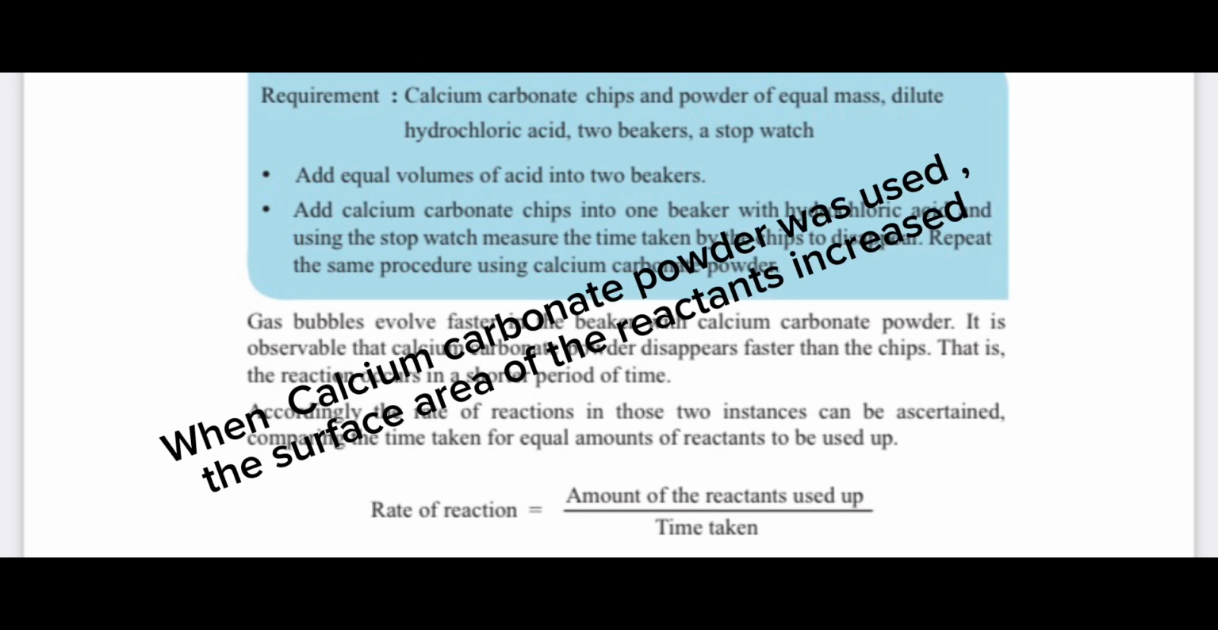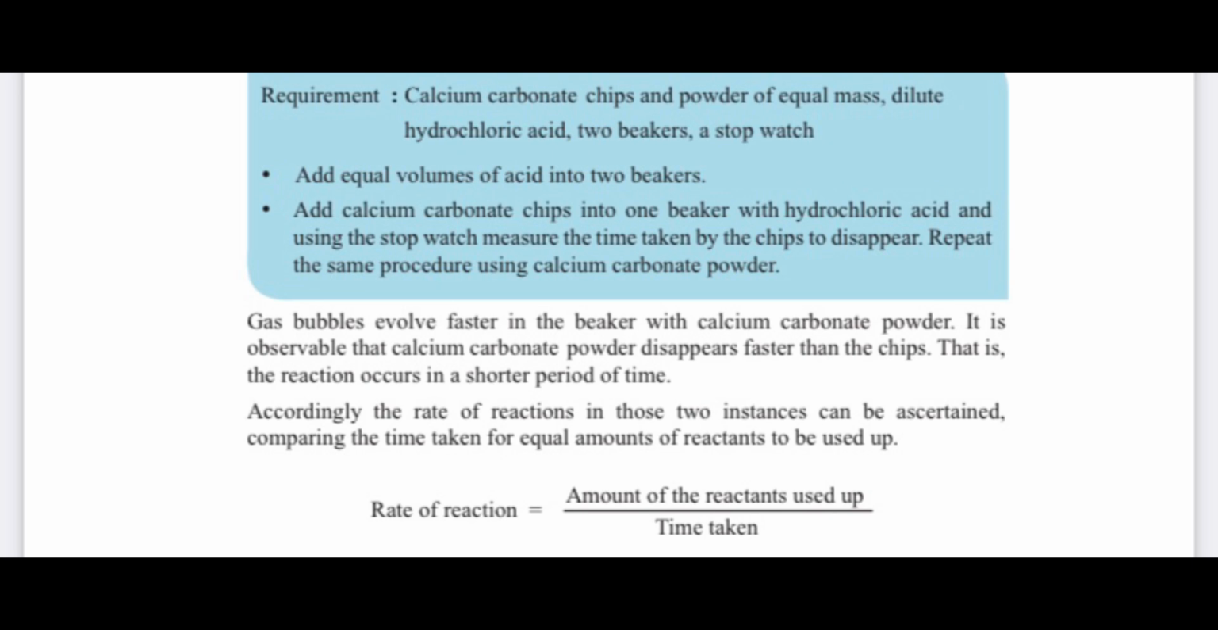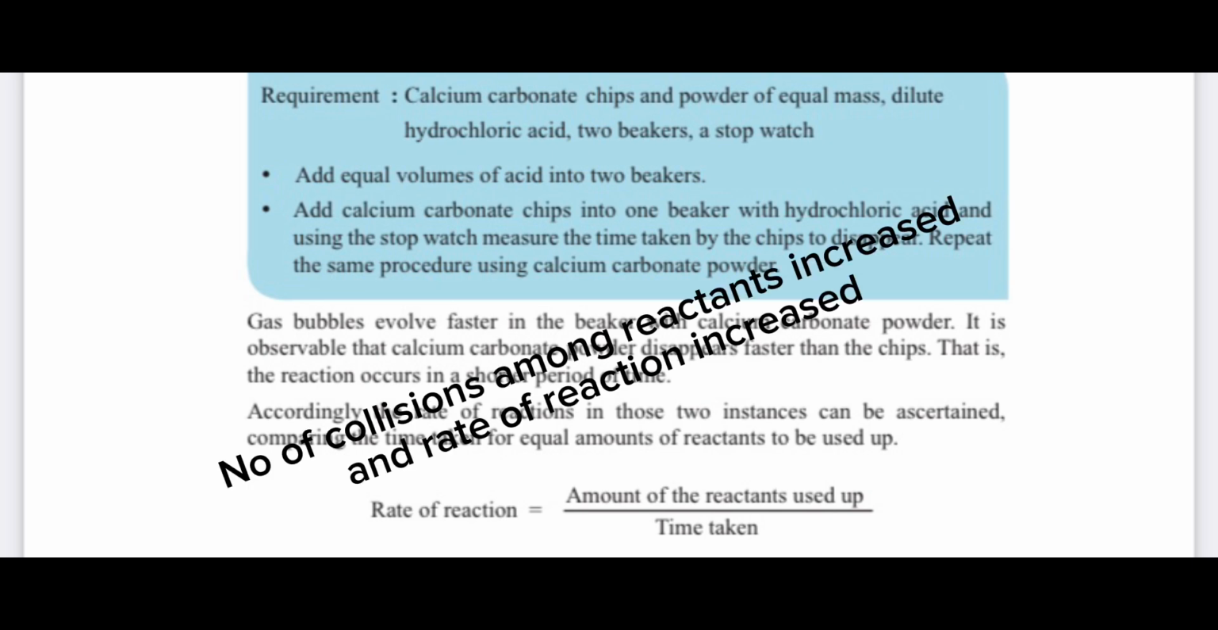The reason for this is that when the surface area is increased, the amount of exposed particles will also increase. The area where the particles will react will increase and the number of collisions will increase. As a result, the rate of reaction will increase.